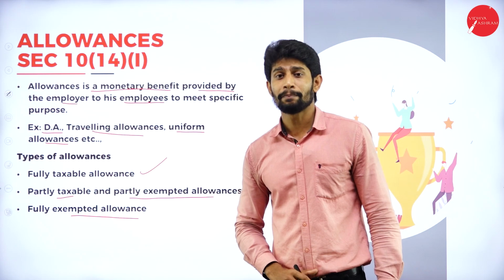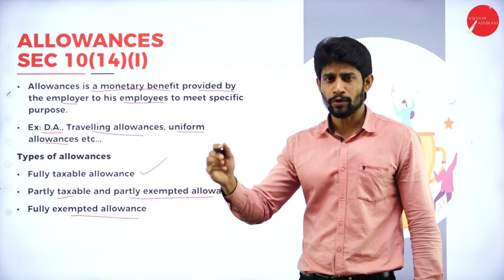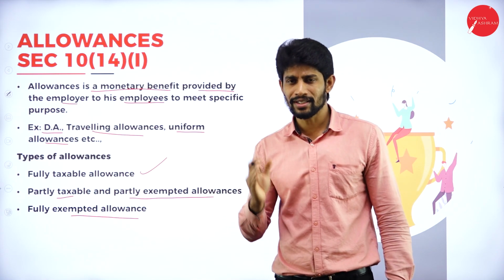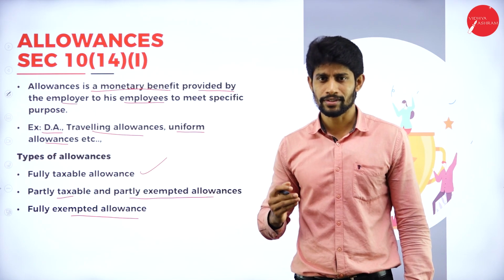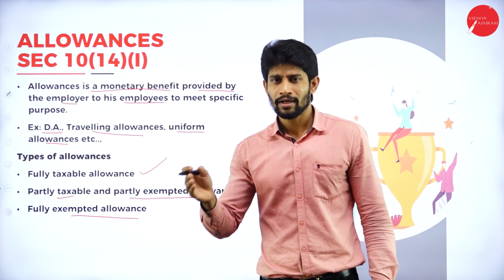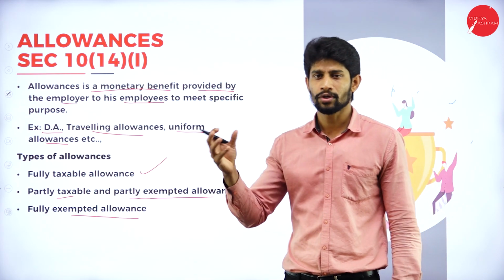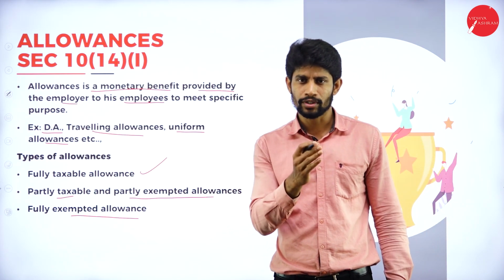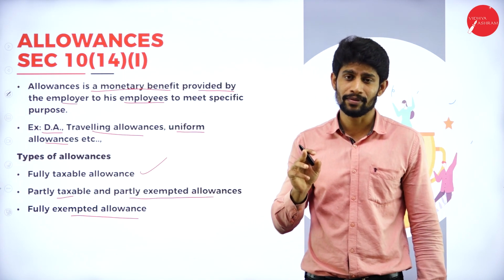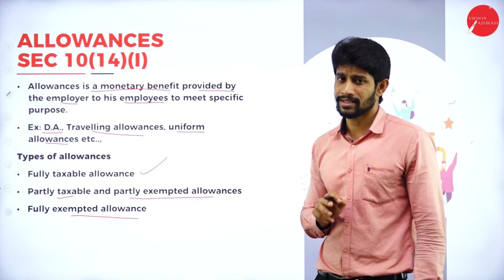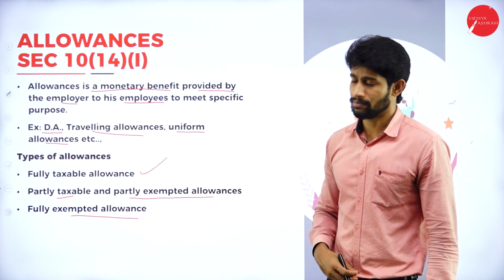Partly taxable and partly exempted allowances is nothing but, if he is providing 10,000 rupees, in that 10,000 some part is taxable, some part is exempted. For example, uniform allowance. He provided 1,000 but you spent only 500 rupees for washing your uniform. So the 500 rupees you used, that 500 is exempt. The remaining 500 rupees is taxable. Those kinds of allowances are called partly taxable and partly exempted.